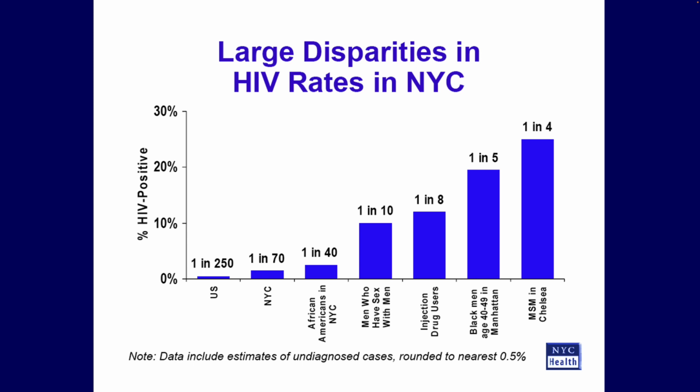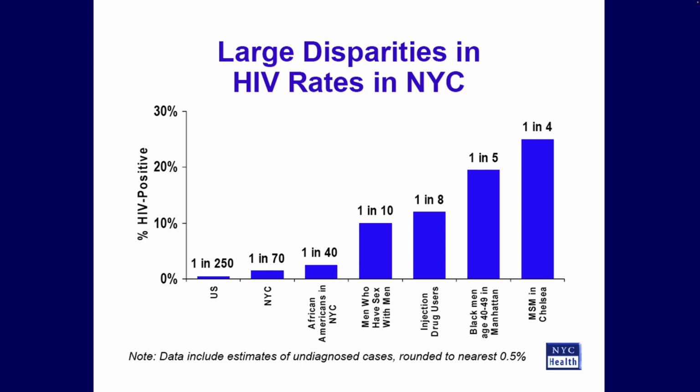The slide here shows that compared to the US, where 1 in 250 people were living with HIV, it was about 1 in 70 in New York City. And just looking at African Americans in New York City, about 1 in 40. And 1 in 10, or 10% of men who have sex with men were living with HIV.